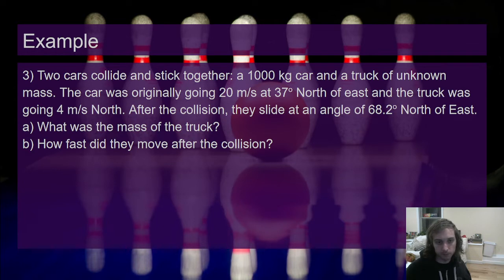All right, so 2 cars collide and stick together, a 1,000 kilogram car and a truck of unknown mass. The car was originally going 20 meters per second at 37 degrees north of east, and the truck was going 4 meters per second north. After the collision, they slide at an angle of 68.2 degrees north of east. Absolutely no reason. There's a reason. What was the mass of the truck, and how fast did they move after the collision?